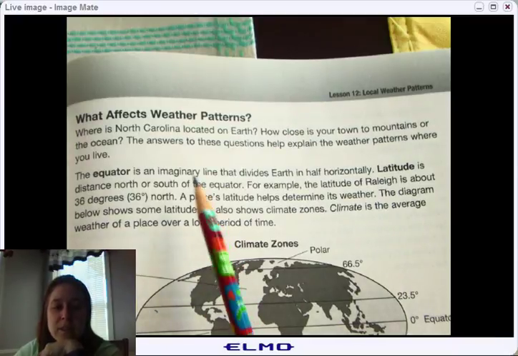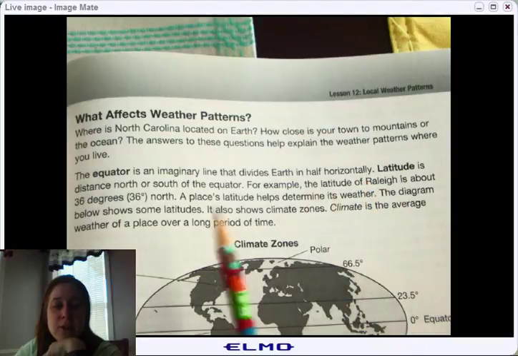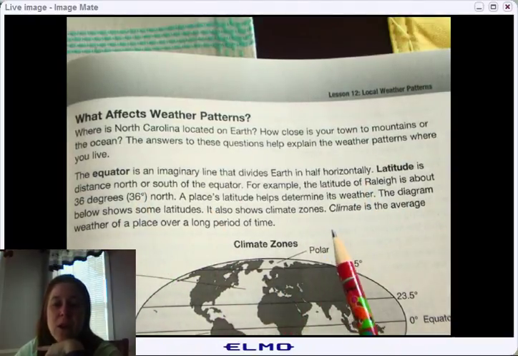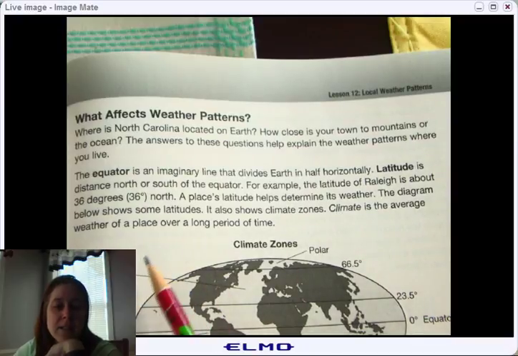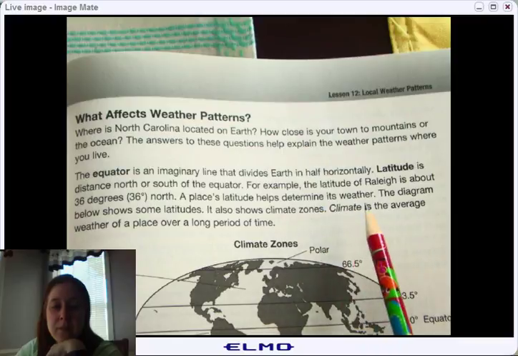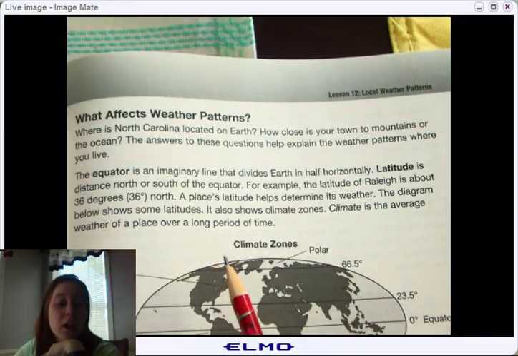The equator is an imaginary line that divides Earth in half horizontally. Latitude is the distance north or south of the equator. For example, the latitude of Raleigh is about 36 degrees north. A place's latitude helps determine its weather. The diagram below shows some latitudes. It also shows climate zones. Climate is the average weather of a place over a long period of time.